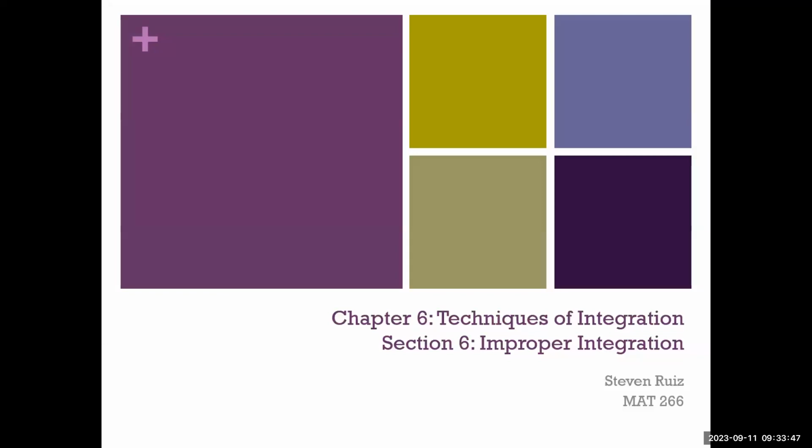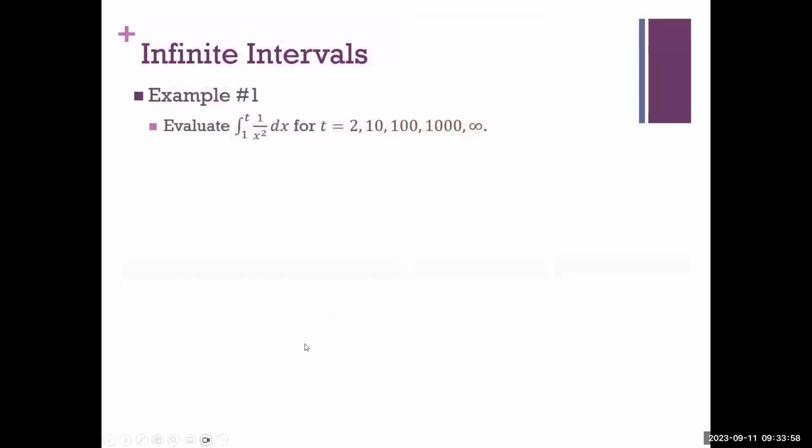So this section is called Improper Integration, because we're going to deal with integrals on intervals that might be infinite. So first thing I want to do here is this integral for a bunch of different values of that upper bound. Basically, if we think about what this curve looks like, 1 over x squared, at least on the positive side of the y-axis.